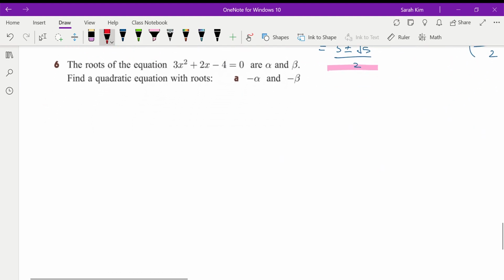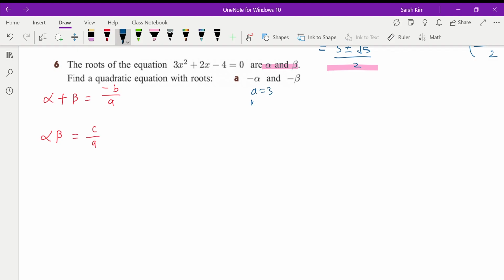Alright, let's do a hard one, question 6. The roots of the equation are alpha and beta. Find a quadratic equation with the negative versions of those. Okay, let's have a go. Alpha plus beta is going to be negative b over a. Alpha times beta is going to be c over a from our formulas.